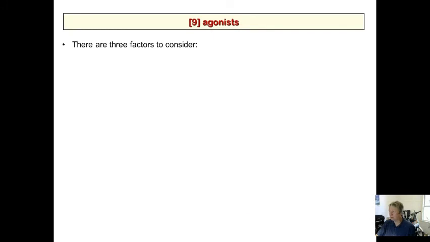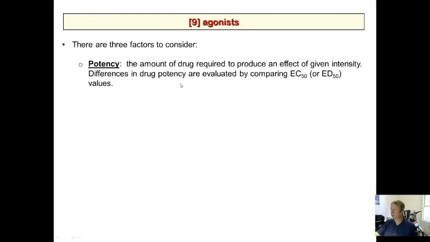Okay, so when we consider agonists, there's a couple factors to consider. Potency, which is the amount of drug required to produce an effect of given intensity. That makes sense, right? The amount of drug required to produce an effect of given intensity. And we talked about EC50 and IC50. So we've seen this already.